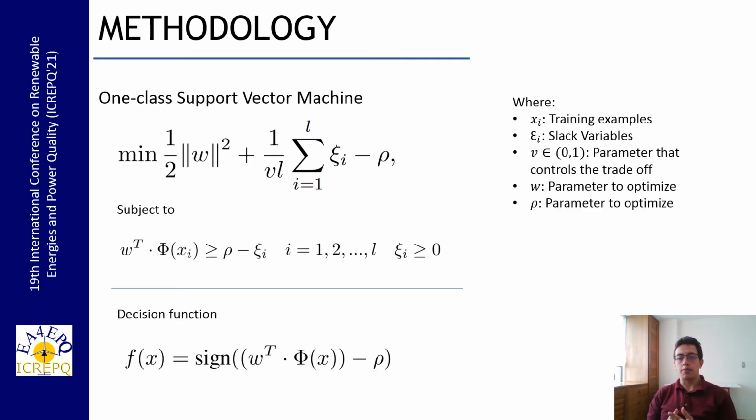With the data in mind, how do we use this data to train an algorithm? Okay, so the algorithm used here is the one-class support vector machine, that consists of the minimization of a function subject to a restriction. This minimization is optimized with every training sample that we have in our training data set. And after this optimization, we use a decision function to classify every sample as a normal sample or an anomaly sample.